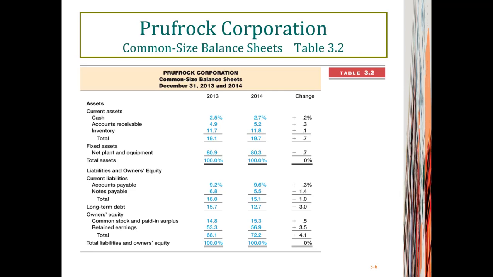So from here you see that common size financial statements can help us to do historical comparison, so we can compare the percentage of every accounting item year by year.